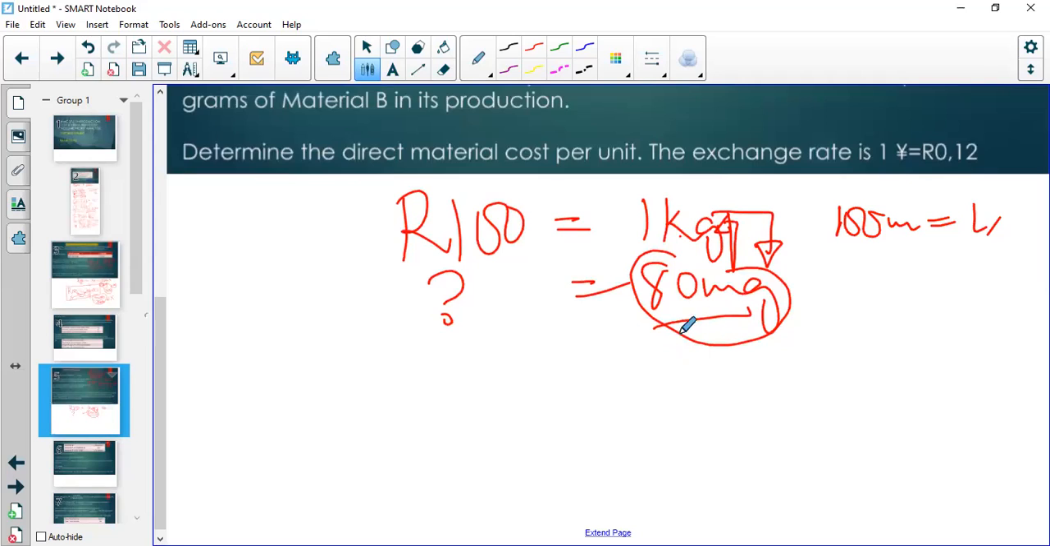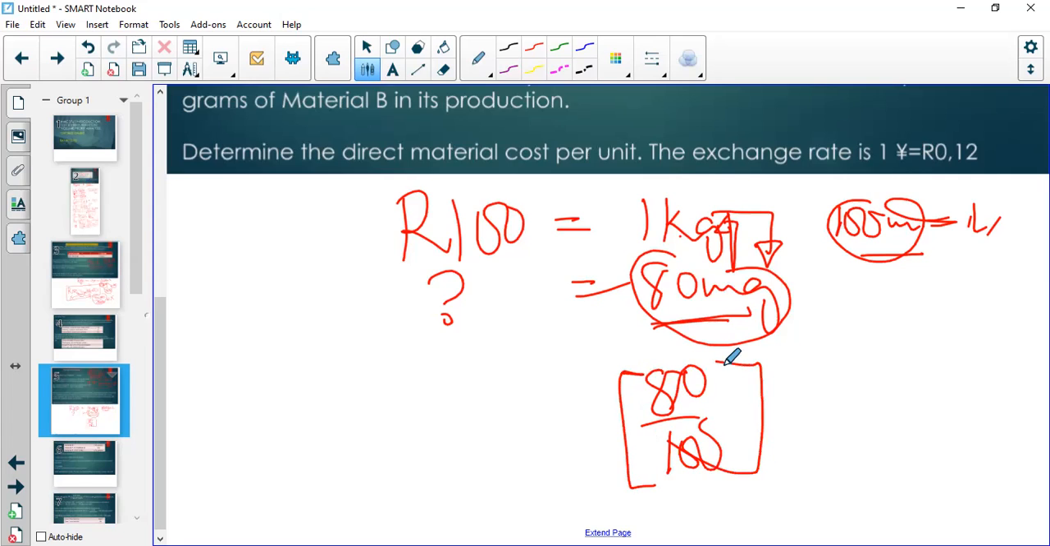So we can first of all change this 80 milligrams to grams. Remember, 100 milligrams is 1 gram. So this is going to be 80 over 100. Now this figure, 80 divided by 100, is in grams. So we have the standard quantity converted from milligrams to grams. But the standard price is still per kilogram. So we also want this to be in kilograms. Because this is grams now, we divide by a further 1000. We have changed this to kilograms.